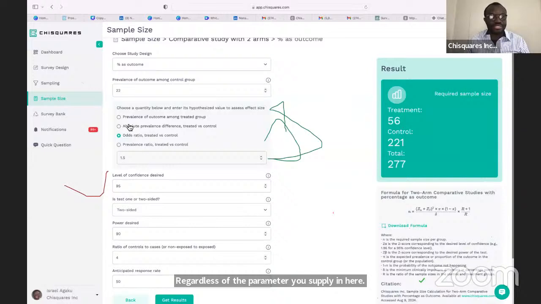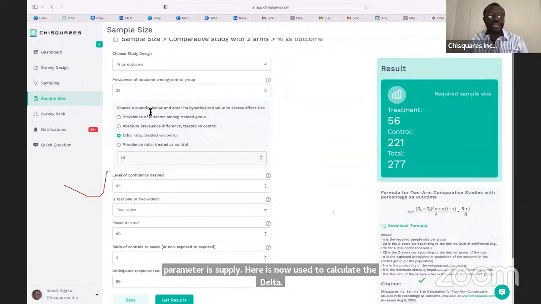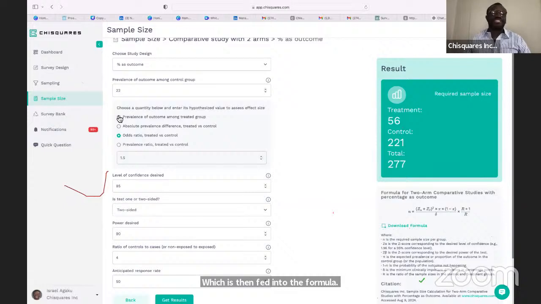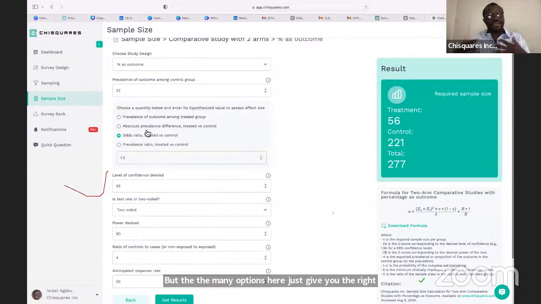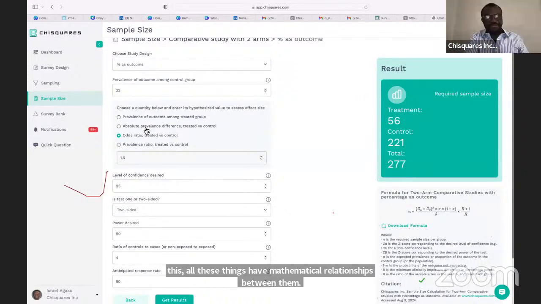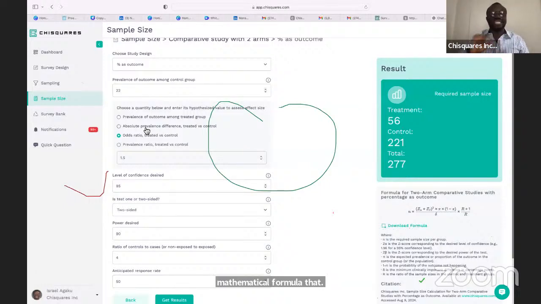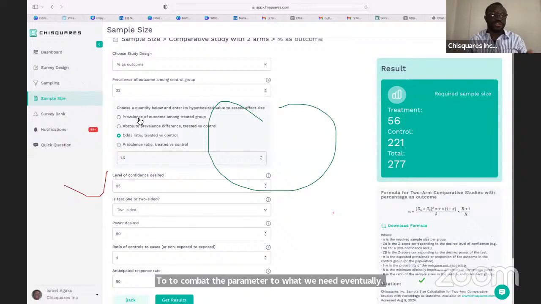All roads lead to Rome, as I say. Whatever parameter you supply here is used to calculate the delta, which is then fed into the formula. The many options here are just to give you variety. There are mathematical relationships between all these things, so regardless of whatever you supply, we use the mathematical formula that relates them to convert the parameter to what we need eventually. So you can use whatever parameter or option best suits what you're trying to capture. I hope that makes sense to you.